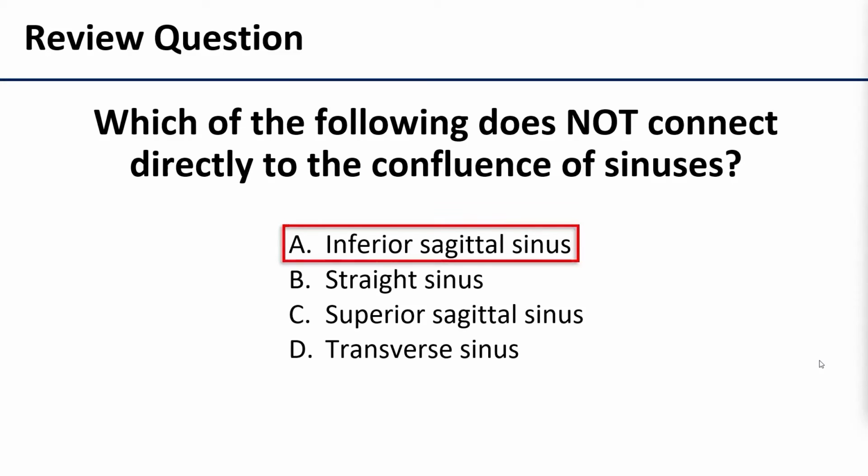The correct answer here was A, the inferior sagittal sinus. While the inferior sagittal sinus does, in fact, eventually drain down to the confluence of sinuses, it does so by first emptying into the straight sinus, which then travels back to the confluence of sinuses.